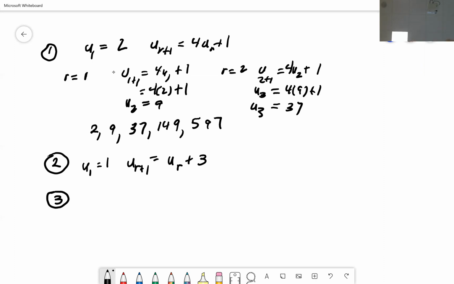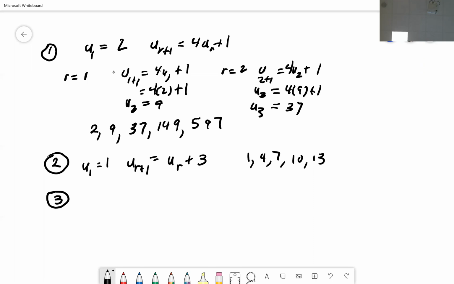Well, remember, the way I saw this is because it was 1, 4, 7, 10, 13. I noticed everything was increasing by 3. So take 1, add 3. That's 4. Take 4, add 3. And that's what the inductive definition is saying.